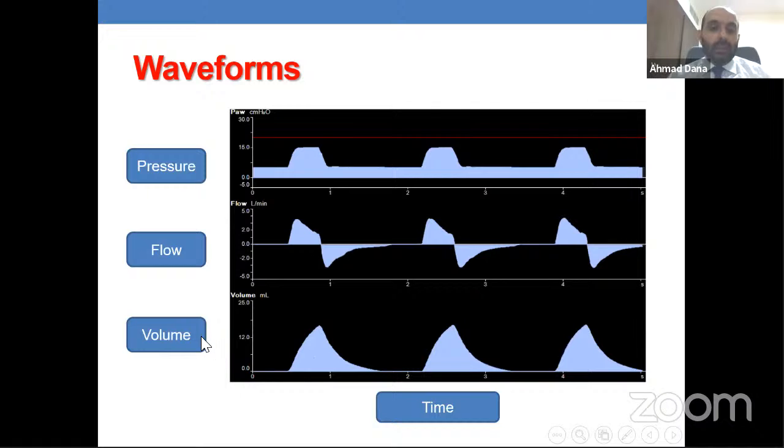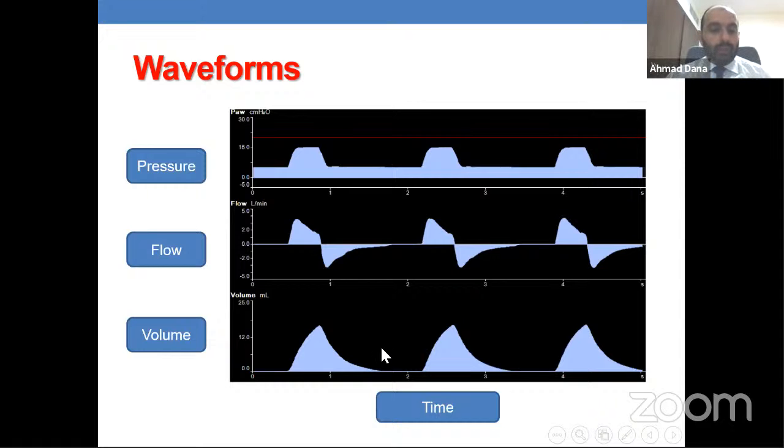Now this is the volume curve. The volume will go up and it will show some slope here. Then when the volume is coming out from the lung, it will go down till it ends. So it starts at 0 and ends at 0, always positive.